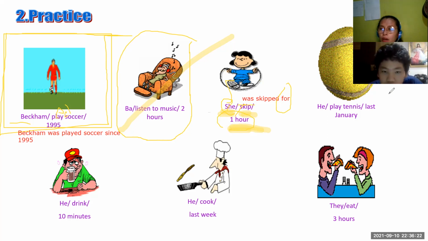No. Okay, how about here? They're just the same. He played tennis last January. Okay, how about you try to answer this one since I already gave you examples. You can write your answers here, and then here, and the other one here, and the other one here. Okay, I'll give you 5 minutes to answer that.